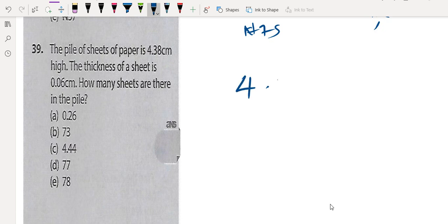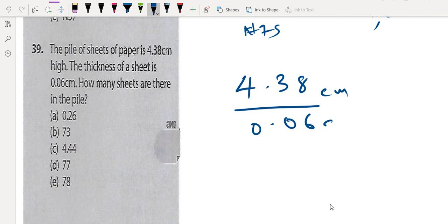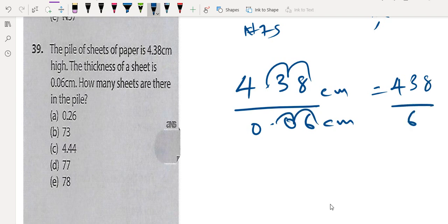So let's go. 4 point what? Because both of them are in centimeters, we can divide directly. If one was in millimeters, we would have converted first to the same unit. So I need to move my points twice. 438 over 6. 2, 2 cancels off, right? 7 down 1, 7, which is 42. Remaining 1, put it here. 3. So how many sheets of paper? 73 sheets, sir.